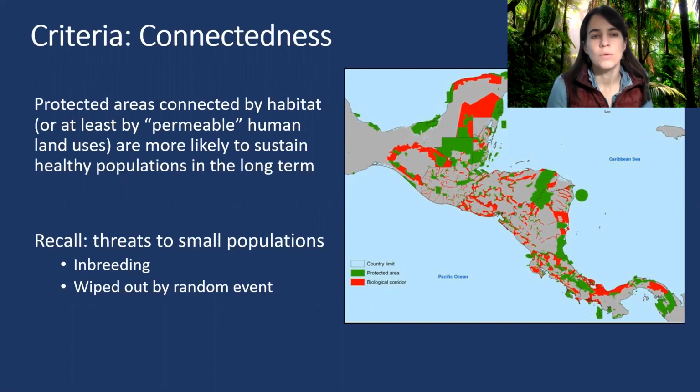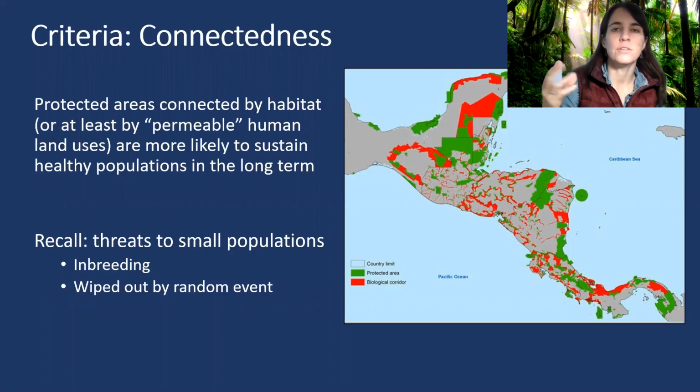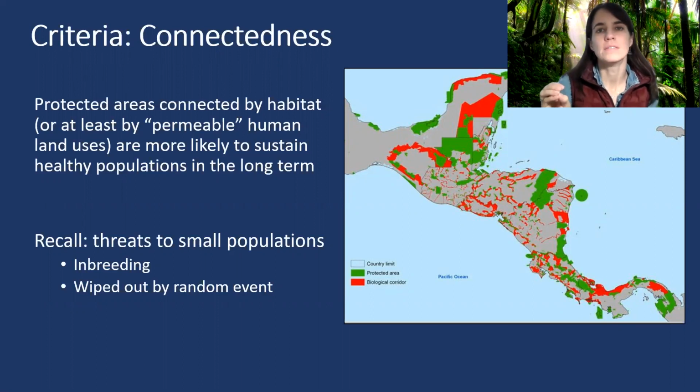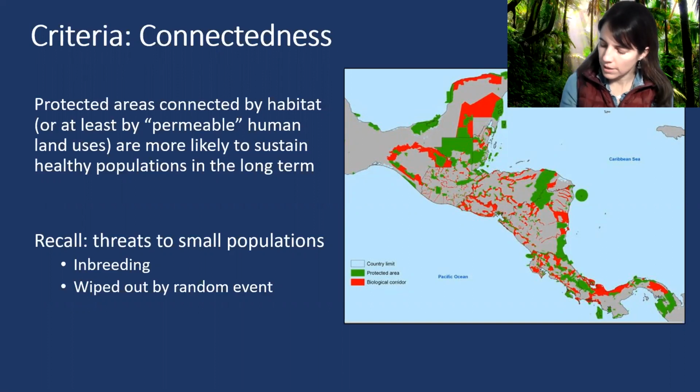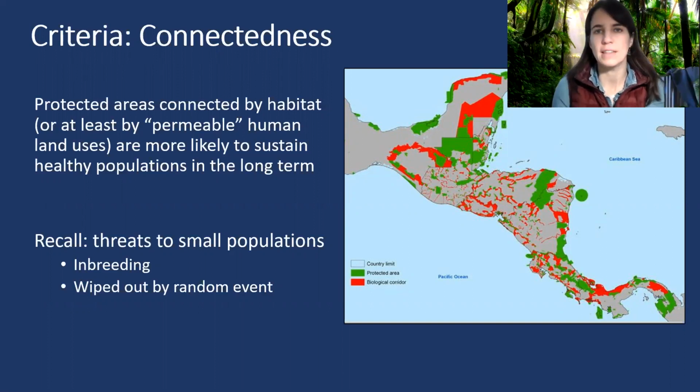And so why is that? Well, remember what we learned about the last couple of weeks, which is if you're a small population, you're in trouble, right? You're in trouble because you're likely to have inbreeding issues because there's not that many individuals to mate with, and because you're just more at risk to be wiped out by a random event like a tornado or a tsunami or just a really bad drought year. Those things could take out your whole population.